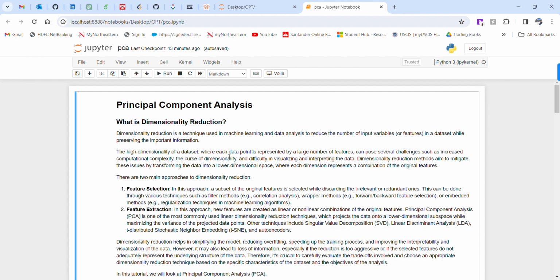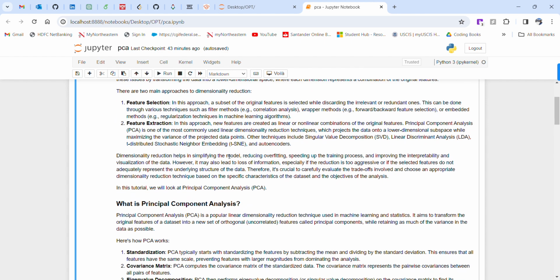Feature extraction is another approach which includes methods like PCA, singular value decomposition, linear discriminant analysis, and t-SNE. The idea is to create new features by taking into consideration the linear or non-linear combinations of the original features.